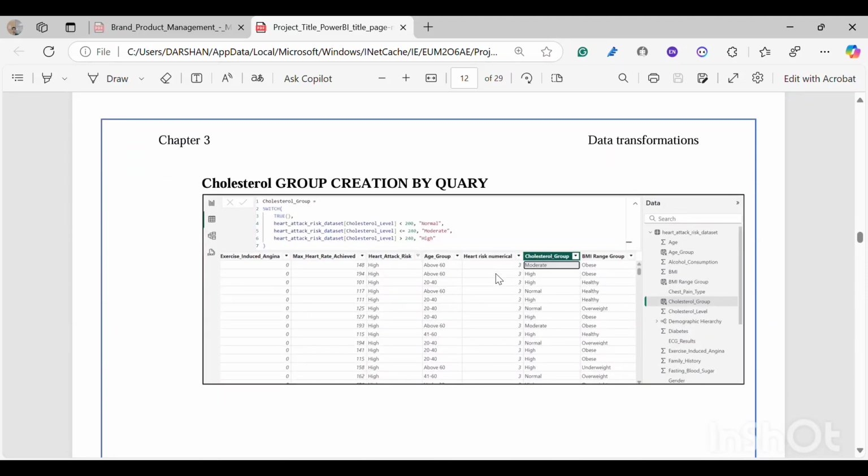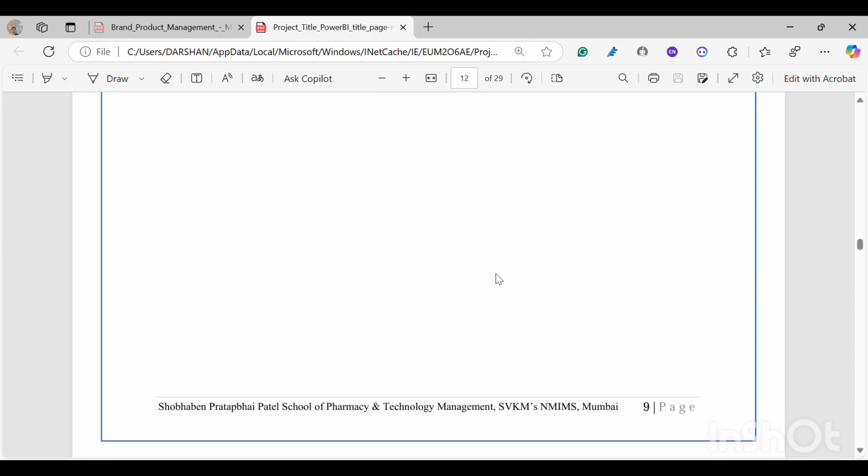Same for the cholesterol group creation also. We need to have that group by which we can identify the level. Less than 200 is a normal level, then less than or equal to 240 is a moderate level, and greater than 240 is a high level. So that we can easily identify which category individuals fall under: the high, medium, or moderate cholesterol level category.